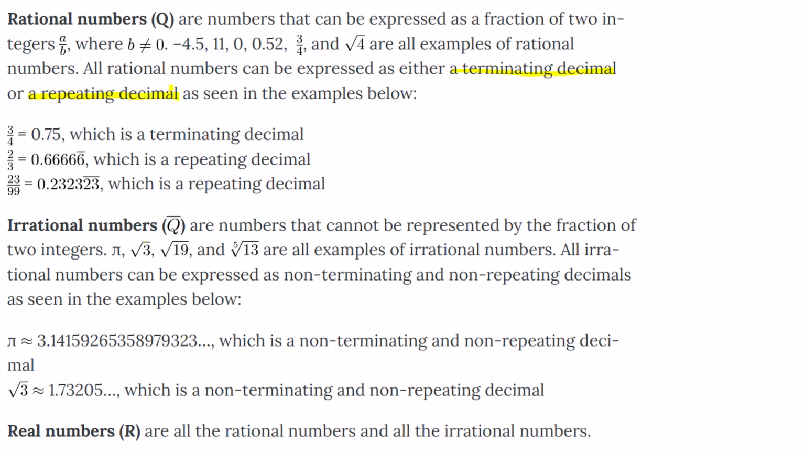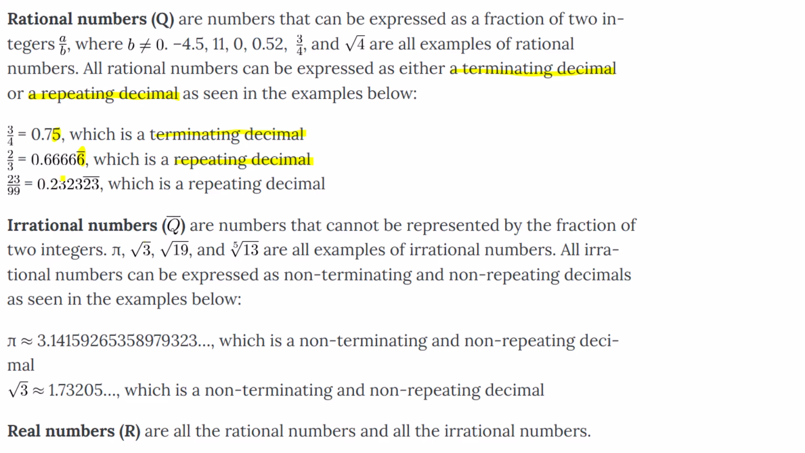Here we have some examples of rational numbers, starting with 0.75. This is considered to be rational because it is a terminating decimal. This number ends at 5, so we say it terminates. 0.6666, this line above the 6 indicates the number continues with 6. So because this repeats 6 forever and ever and ever, this is considered to be a repeating decimal, and therefore it's considered to be rational.